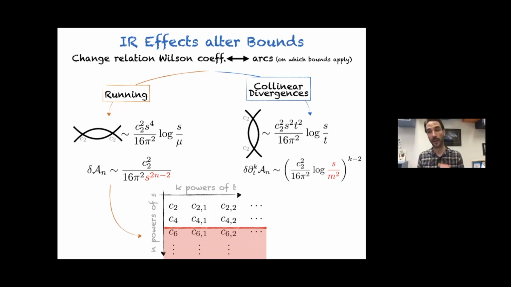This is because we're expanding around very small t, and so the t-channel contribution is basically dominated by the infrared cutoff of the theory, which is the mass. This log s over m can be bigger when the scale separation in the theory is large, and basically this contribution to the arcs will alter any bound that involves the coefficient on this side, so with at least 2 derivatives.